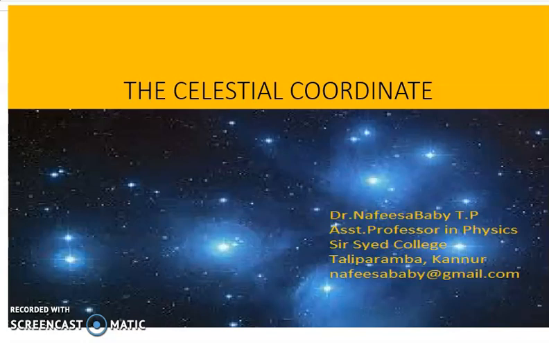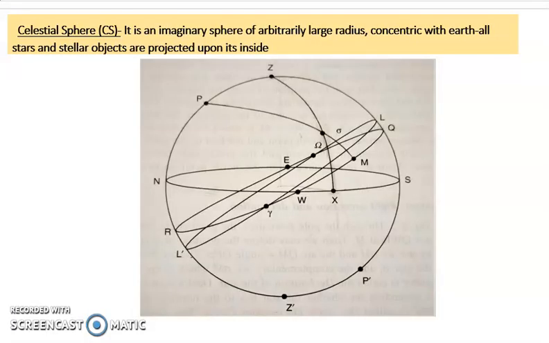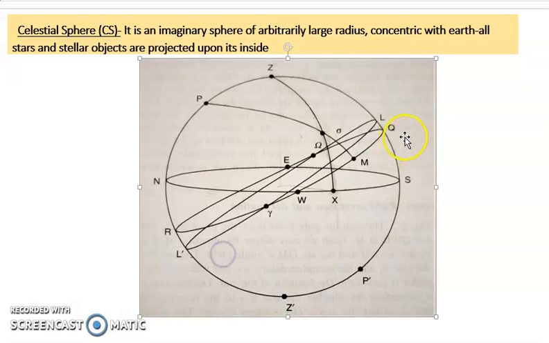Here we can see this celestial sphere. Earth is at the center, the observer is at the center, and there are various points marked and various circles. First of all, we can say something about these circles. This circle is called a great circle.